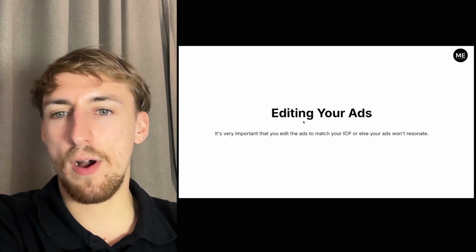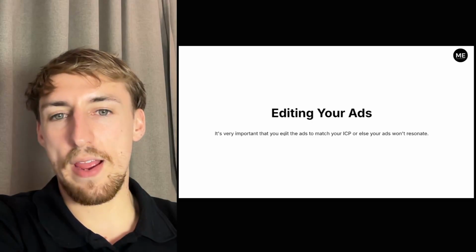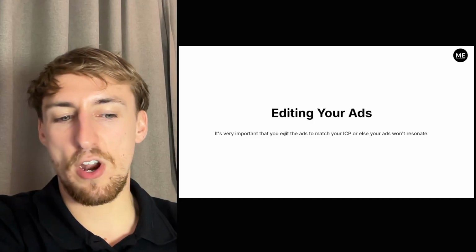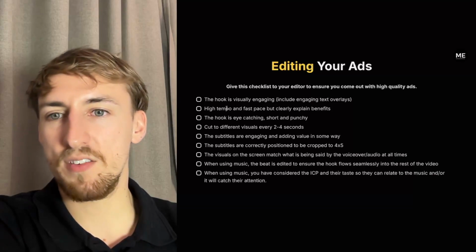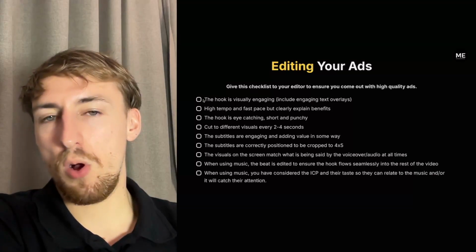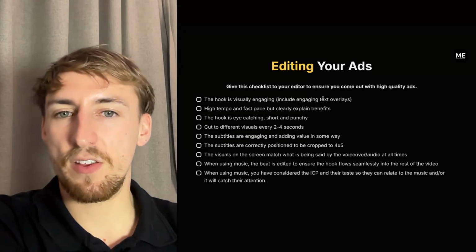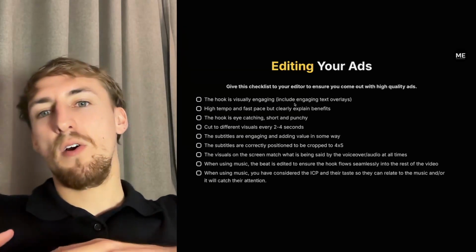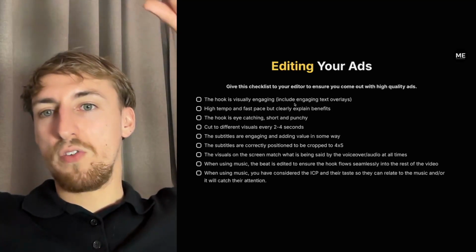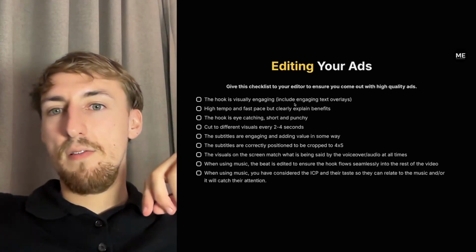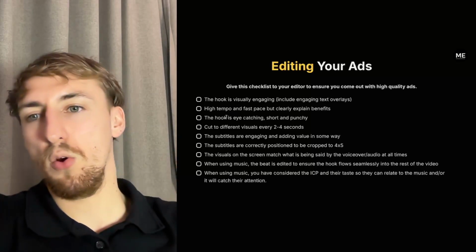Now, editing your ads. It's very important to get the ads and edit them in a way that matches your ICP's taste, or else you will ruin the chance of them resonating again. We have a checklist here that we like to run through, so I'll take you through it now. The hook is visually engaging, including text overlays. So have the subtitles, but also have a text overlay on screen that calls out your target audience, because then from 0 frames, 0 seconds, you're calling out your target audience.